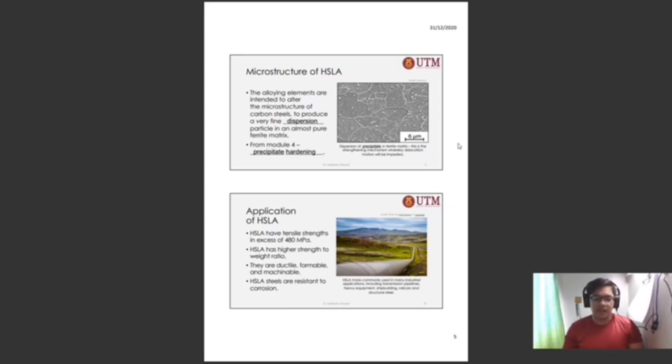In conclusion, HSLA steel offers a winning combination of strength and formability. Its microstructure and alloying elements make it suitable for various industries.